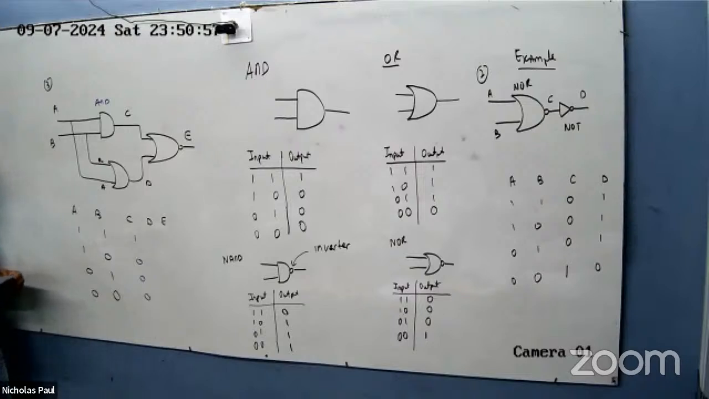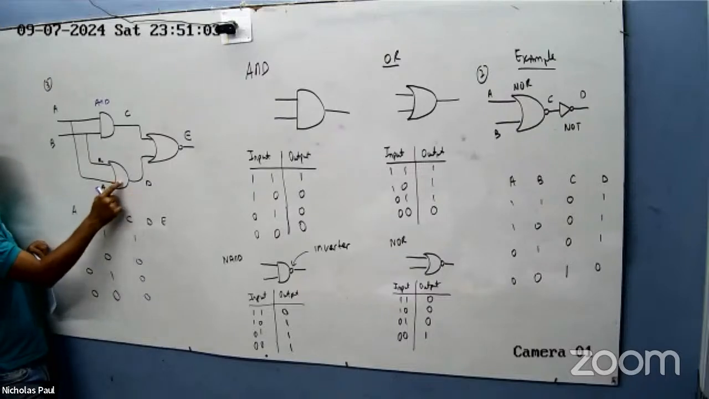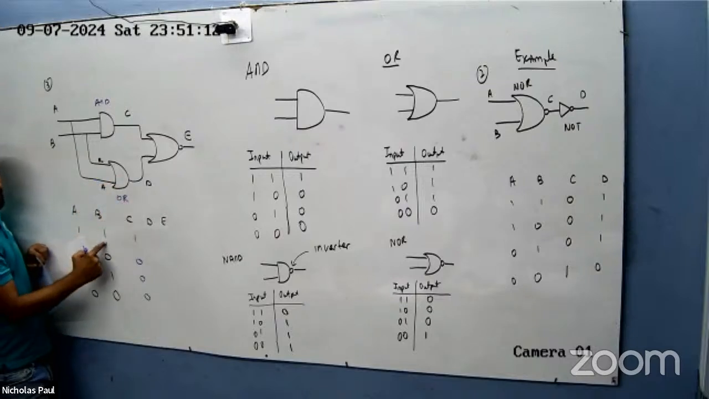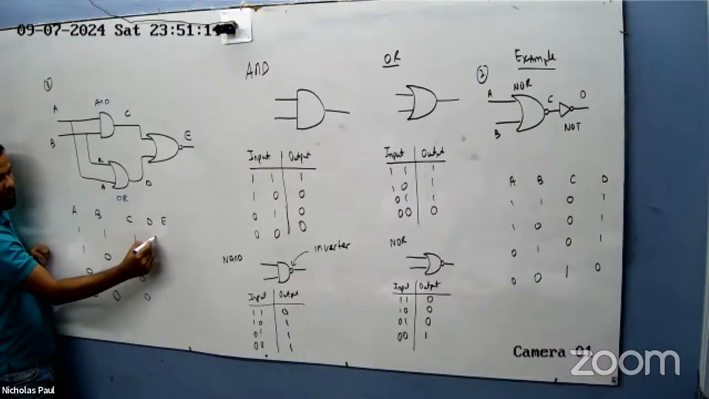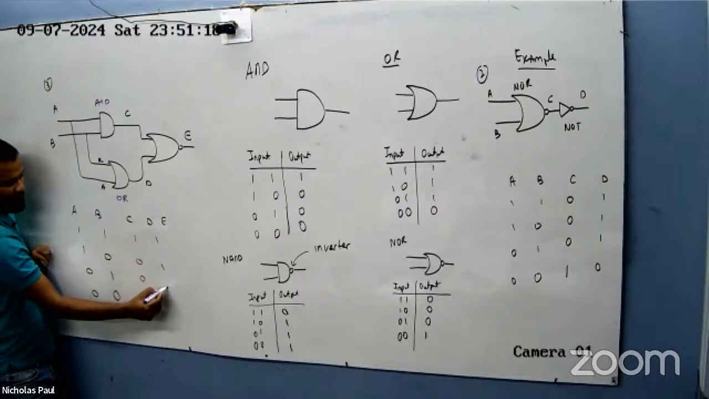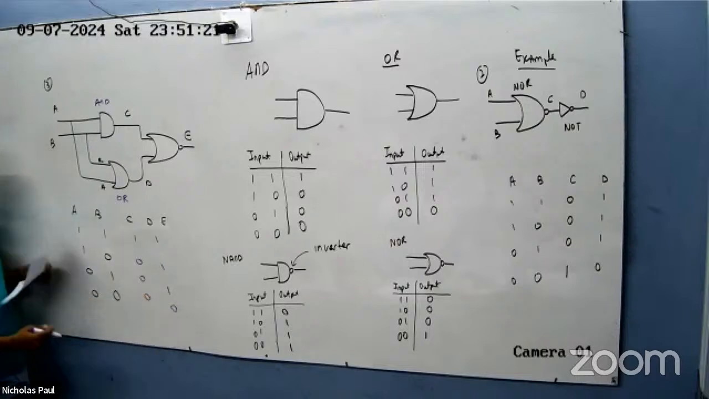Elijah, help me out here. So D is from what gate? What gate is this here? Oh, nice. So A and B will give me D. Then 1, beautiful.